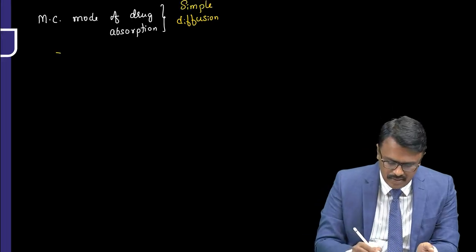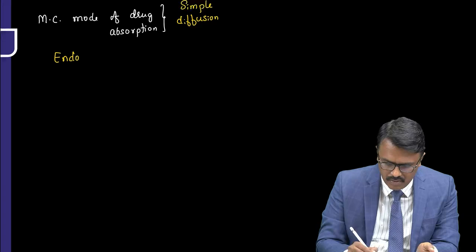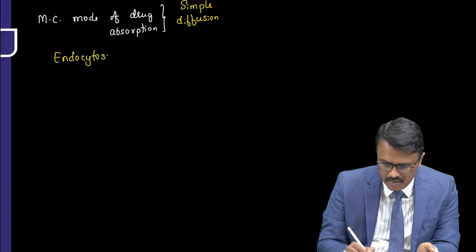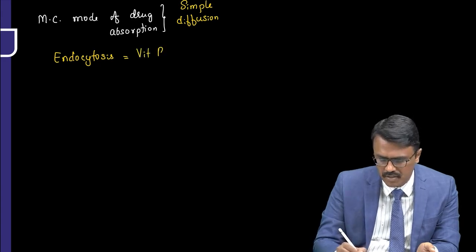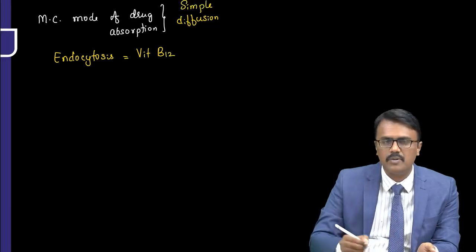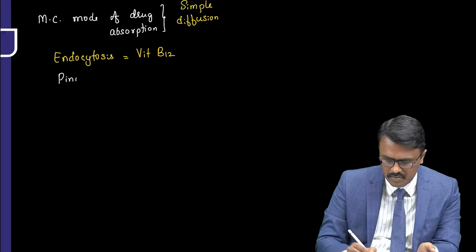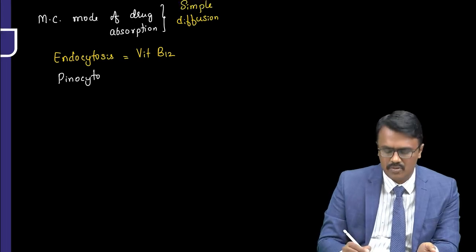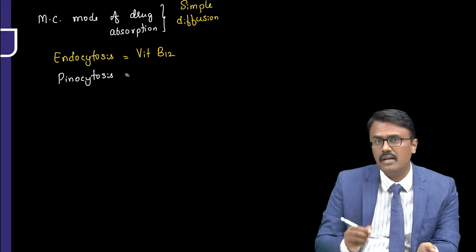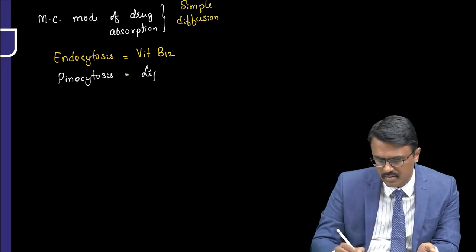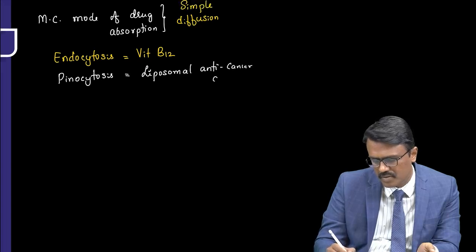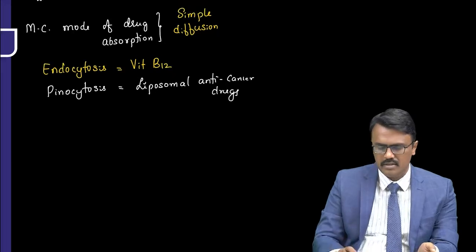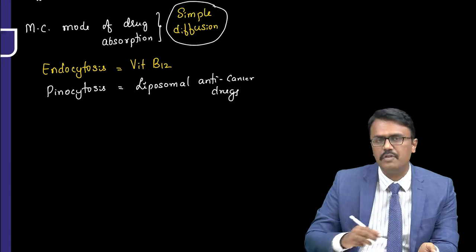Now there are other ways of drug absorption. Example is endocytosis. So the drugs can get engulfed if they are bigger, inside. For example, the absorption of vitamin B12, or there is a process called pinocytosis. So it is for the liposomal anti-cancer drugs. So these are the other methods of drug absorption, but whatever it is, the most common is simple diffusion.